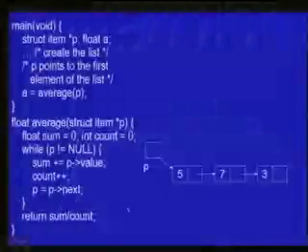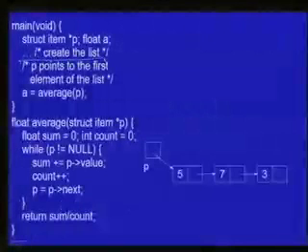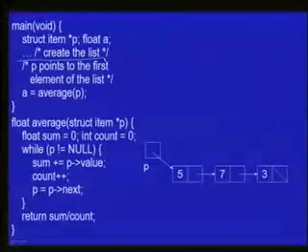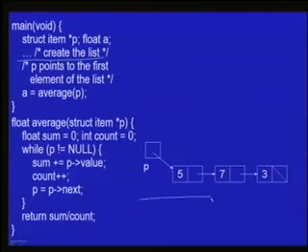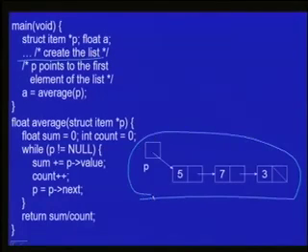So in this example, in the main function we have somehow created the list, which we haven't seen so far. We'll look at that shortly. And let's assume that P points to the first element of the list. Let's again assume that this is what the list looks like. So this variable P is the variable P in main.